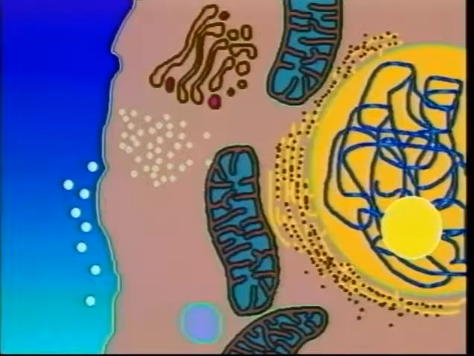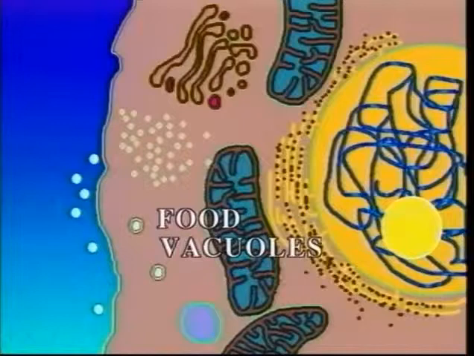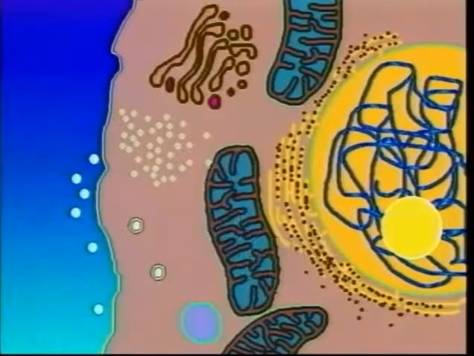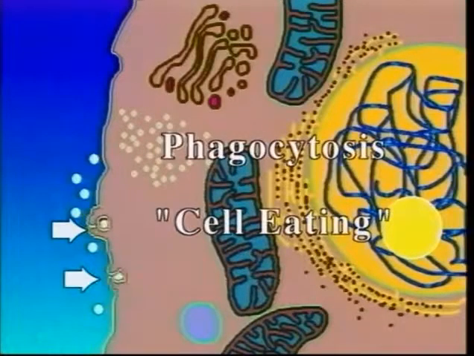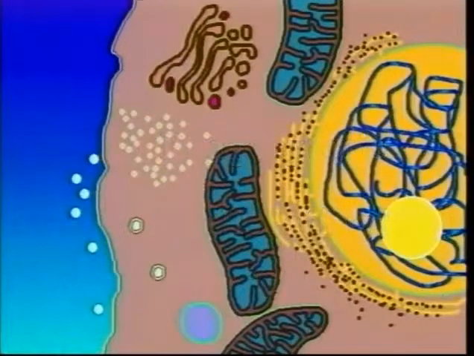They will be surrounded by the cell membrane, which pinches off to form tiny sacs called food vacuoles, a process called phagocytosis, or cell eating. The food vacuoles will then be entered by lysosomes, which are little more than packages of digestive enzymes. As a result, the food inside the vacuoles will be broken down into useful nutrients.